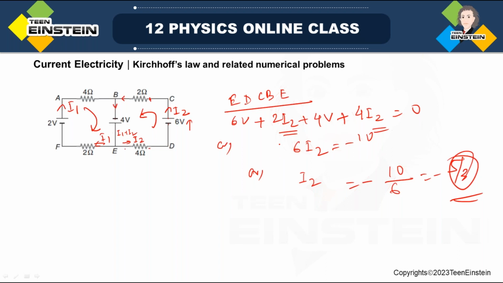So this is how we have to solve numerical problems on Kirchhoff's law. In the next class, we'll take various types of numerical problems on this topic.